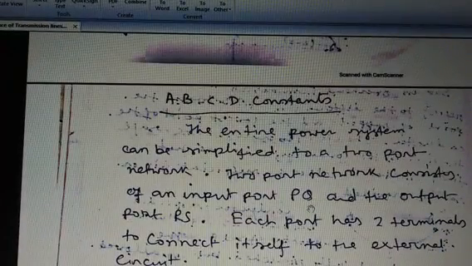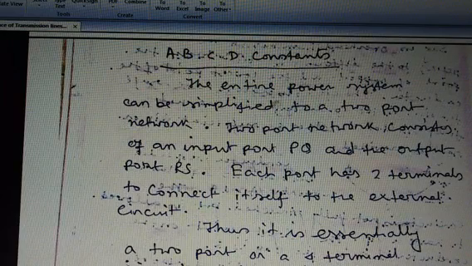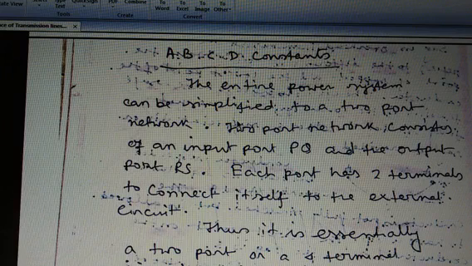Now the ABCD constants. The entire power system can be simplified to a two-port network. One port is the input, another port is the output. The two-port network consists of an input port, that is PQ, and the output port is RS. Each port has two terminals to connect itself to the external circuit.